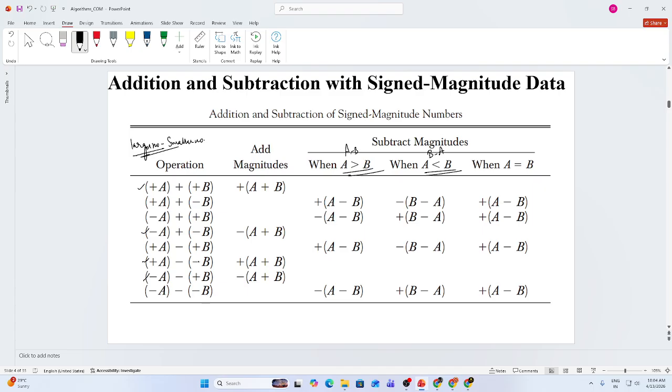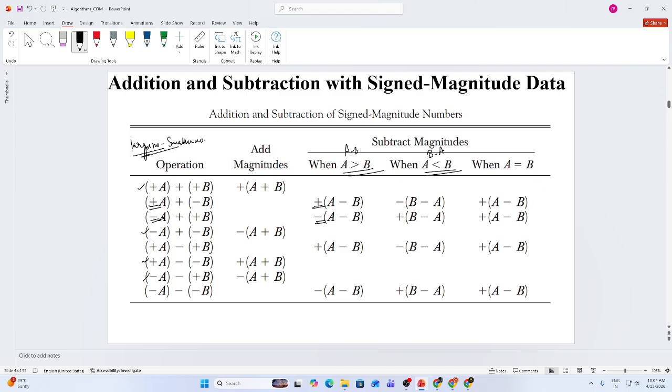How to do subtraction? Before doing subtraction I need to identify the larger number, right? By comparing these 2 numbers I need to identify the larger number. Once I identify it, for example in this case the larger number is a, so I perform a minus b. If I want to decide the sign of the result, the sign is the same as the sign of a. Since a is greater, the sign is similar to the sign of a. The sign is negative here, negative here.